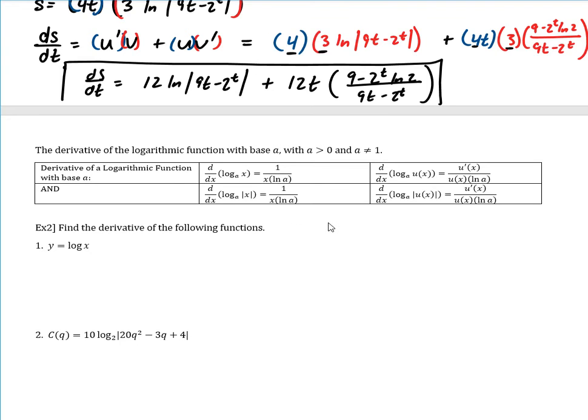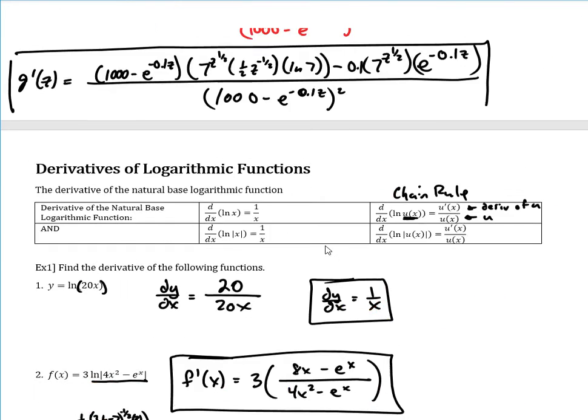Then notice it's still 1 over x, but then times the natural log of whatever the base is. And then same deal with absolute values. It's still 1 over x, so that part's still the same, but then multiply the denominator by the natural log of whatever the base is. Okay, similar to our exponential ones too.